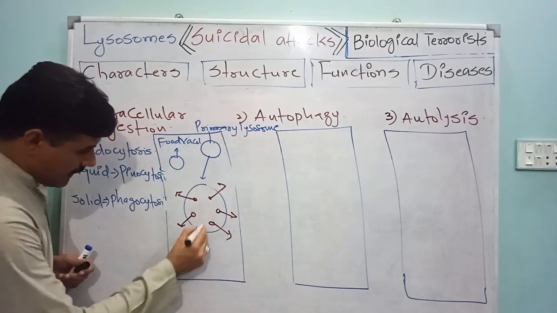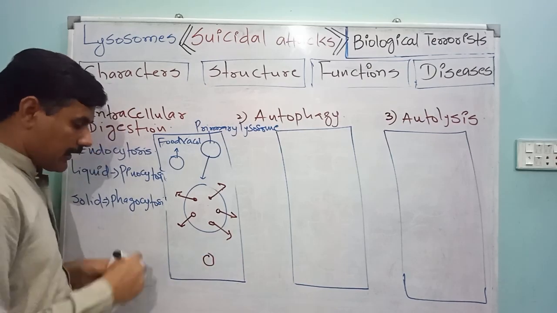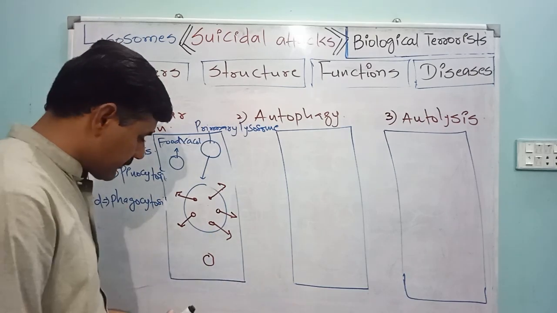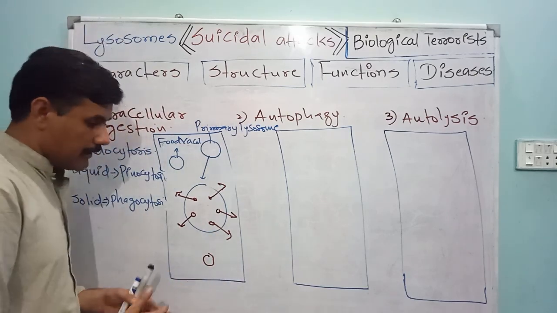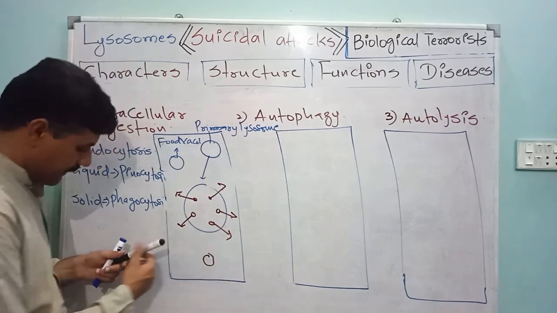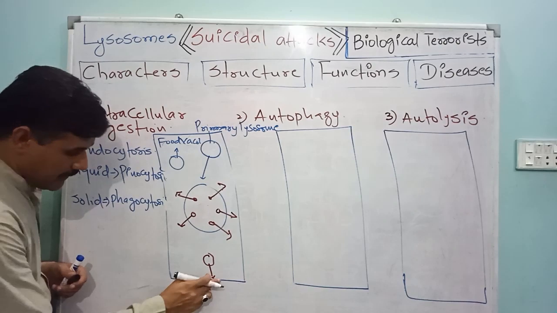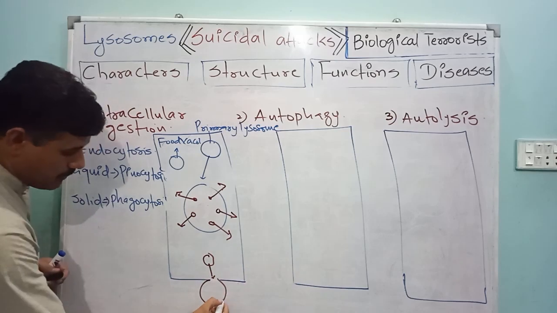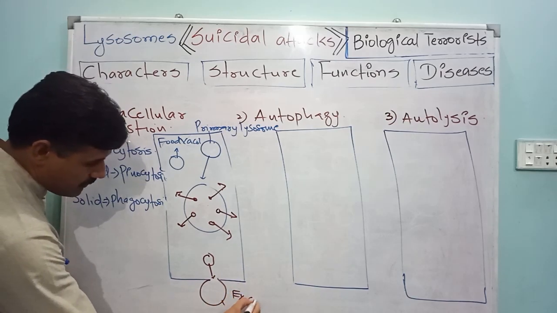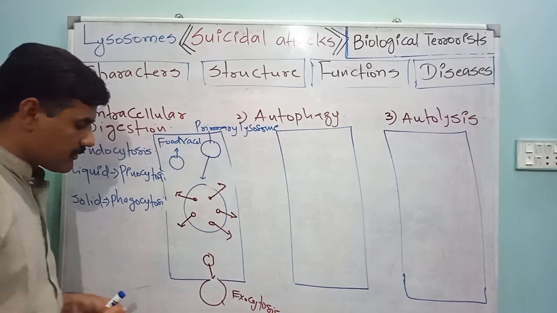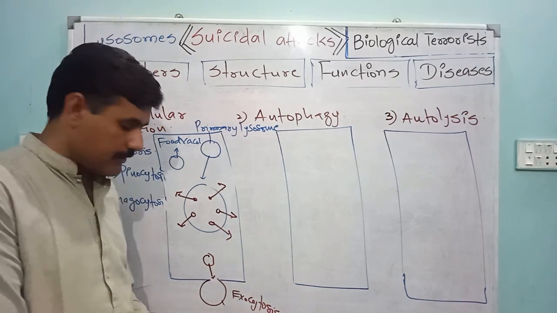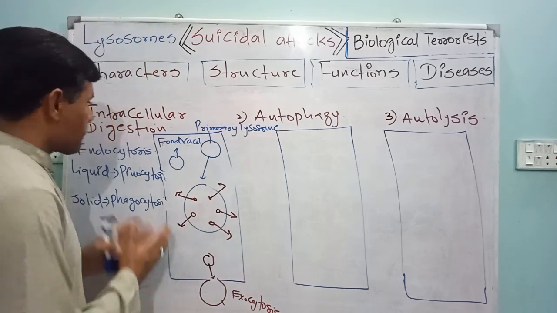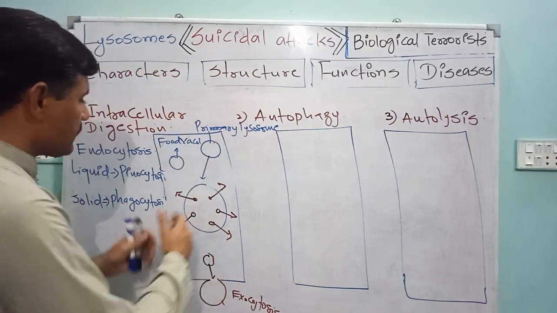The remaining food which is not digested is converted into another form, which we call a residual vacuole. The vacuole containing this undigested food fuses with the plasma membrane, forming a vesicle outside the plasma membrane, and undergoes a process of exocytosis. By exocytosis, this unwanted, undigested food is taken out of the cytoplasm. This is how lysosome helps in intracellular digestion.